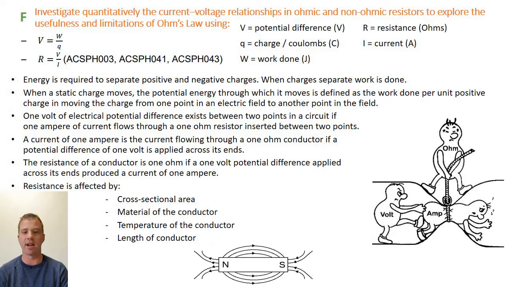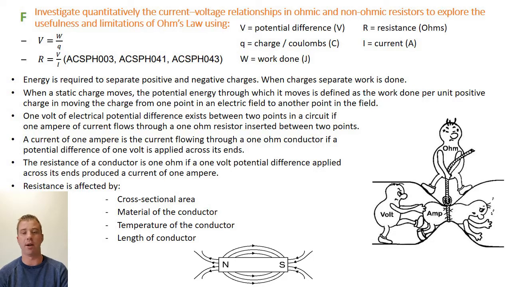Investigate quantitatively the current voltage relationships in ohmic and non-ohmic resistors to explore the usefulness and limitations of Ohm's law using V equals W over Q and R equals V over I. Now you would have seen V equals U over Q in my previous video, which I did suggest you can substitute U as W as it is work done. So that equation can occur in both formats.